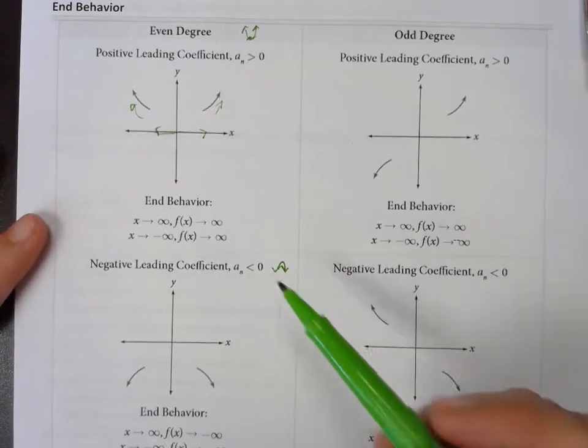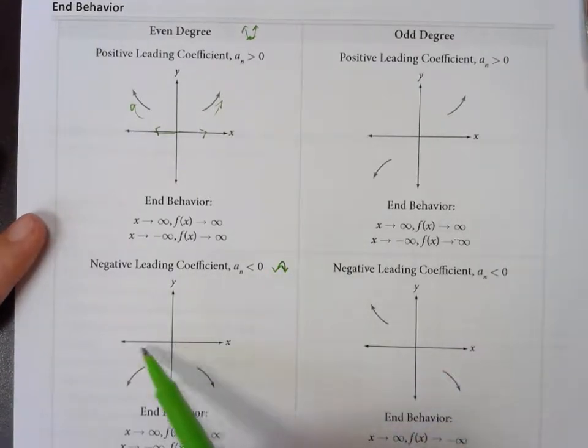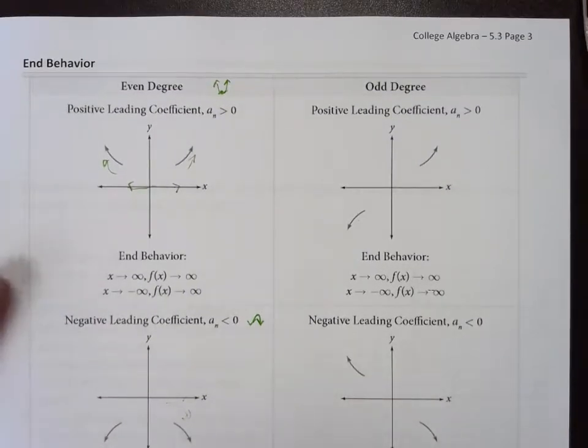Look at this one. If it opens down, as x gets smaller, y gets smaller. I jump down to this one. If x gets smaller, y gets smaller. And then as x gets bigger, so if x is going this way, y is going this way. So as x gets bigger, y gets smaller. Okay, so that's your end behavior for even degreed polynomials.